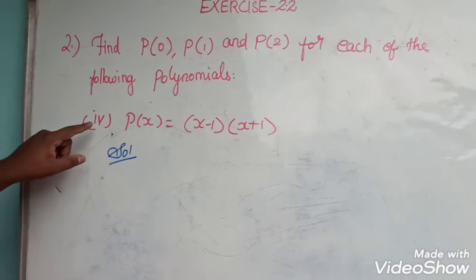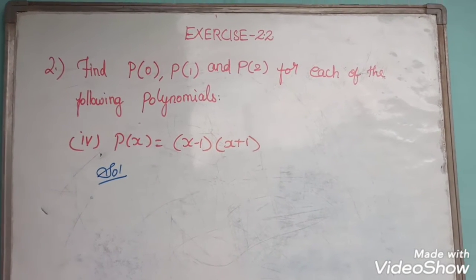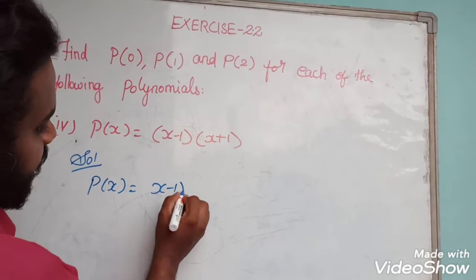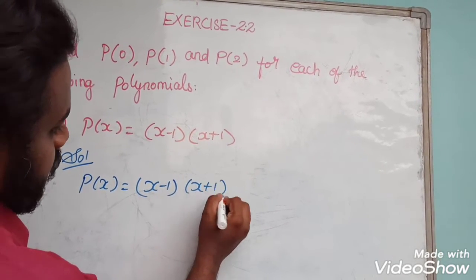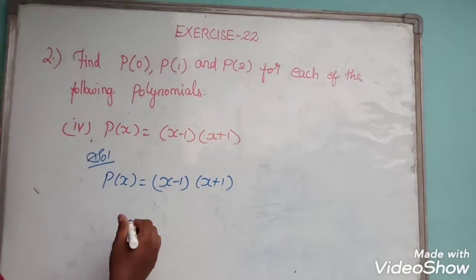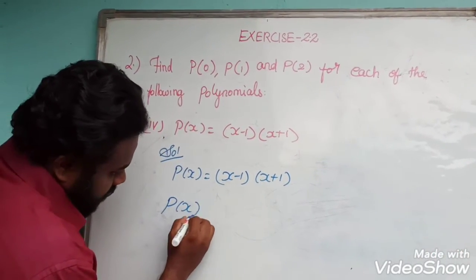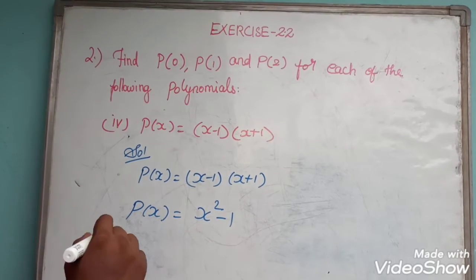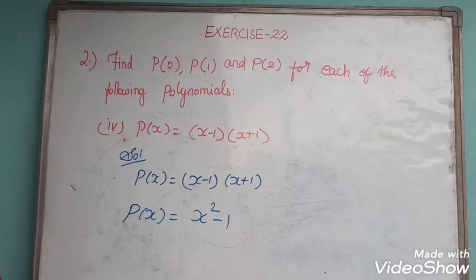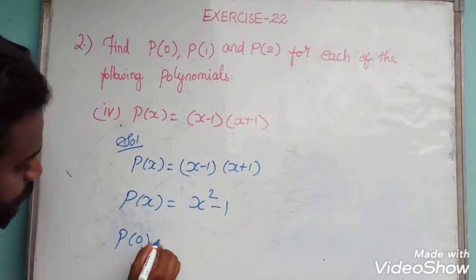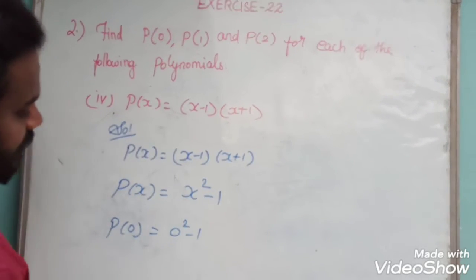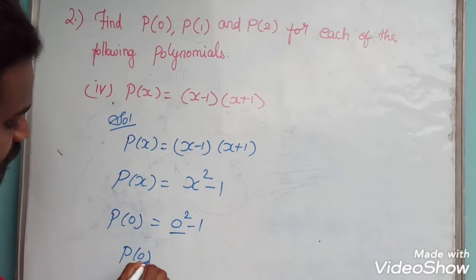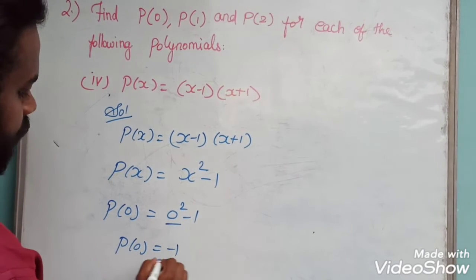So now we see the second Roman fourth question. The same way, first I take p of x equal to x minus 1 into x plus 1. This is in the form a plus b into a minus b. So I change this into a square minus b square, x square minus 1. Now we substitute 0. So p of 0 is equal to 0 square minus 1. 0 square we get 0, so p of 0 is 0 minus 1, we get minus 1.